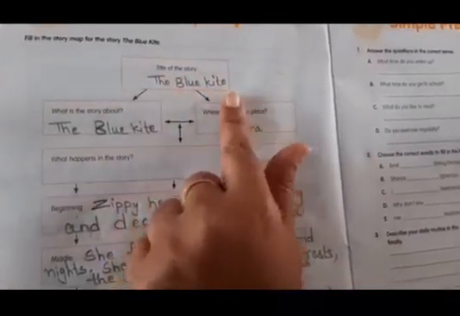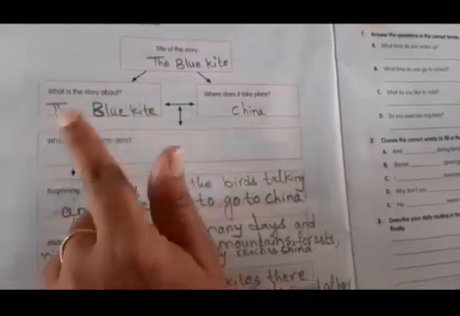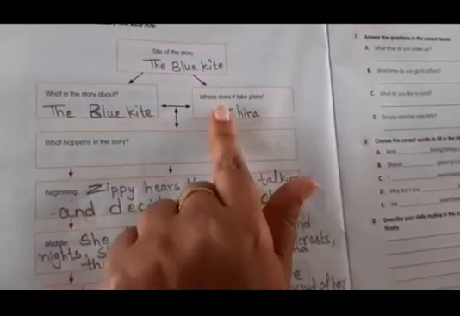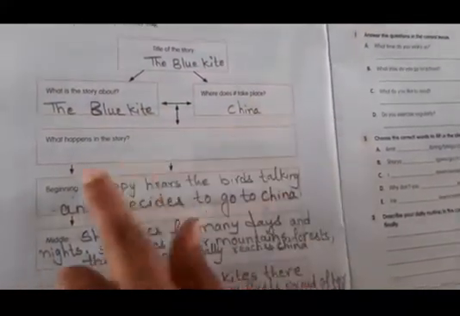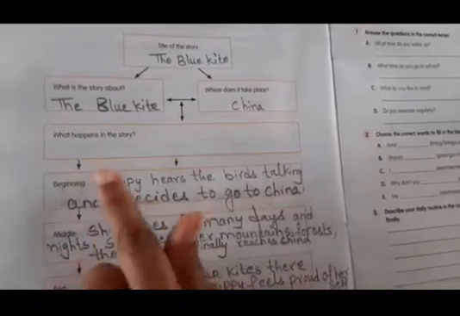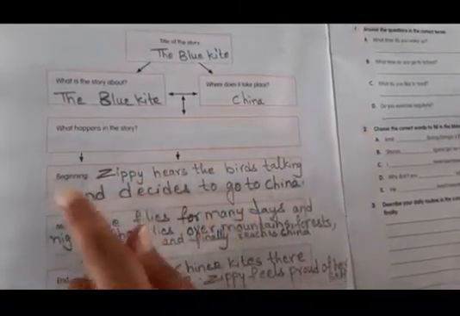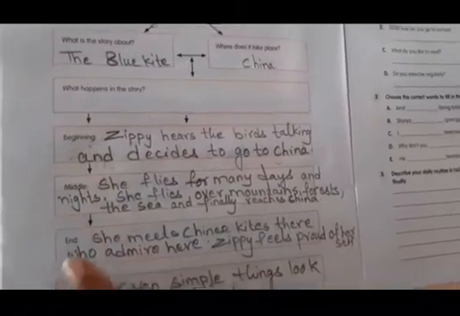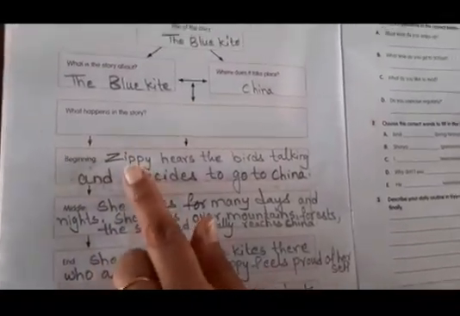Children, I told you, the title of the story is the blue kite. What is the story about? The blue kite. Where does it take place? In China. What happened in the story? Now see, he gave arrow marks, you should write here: beginning, middle, end.